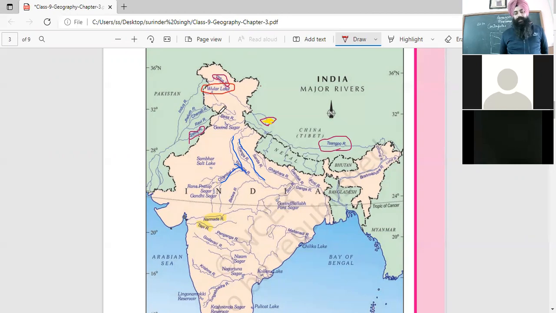Wular Lake in Jammu and Kashmir, which came into existence with the flow of water melted from snowfall in the upper and middle Himalayas, which accumulated in low-lying areas now known as Wular Lake and Dal Lake in Jammu and Kashmir. W-U-L-A-R, Wular and Dal Lake. Clear? So these are the major drainage patterns carved by a river in its course.